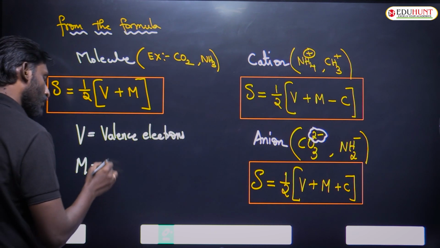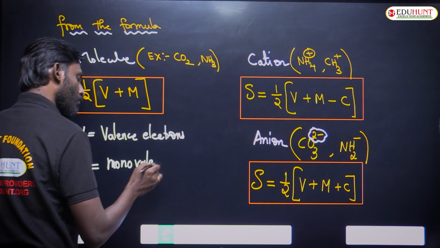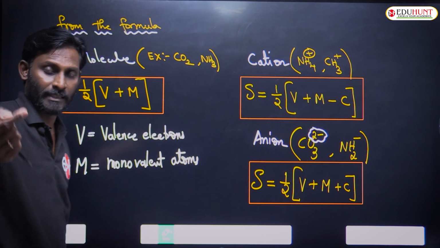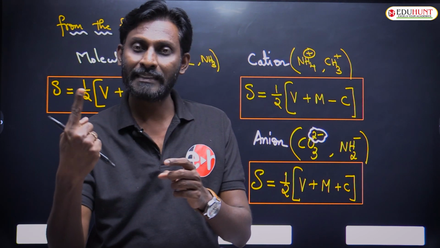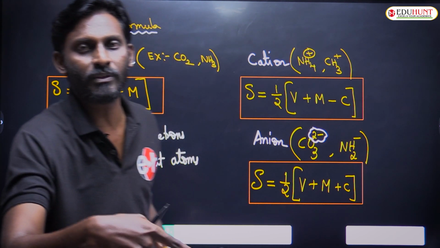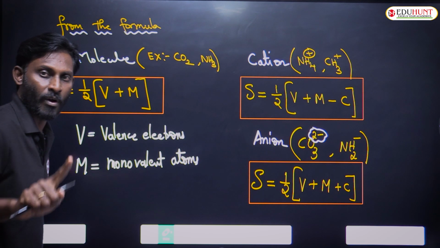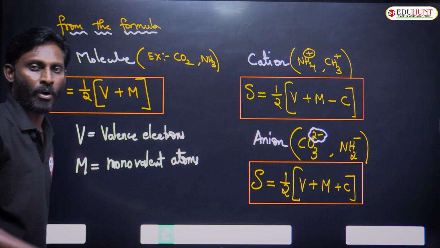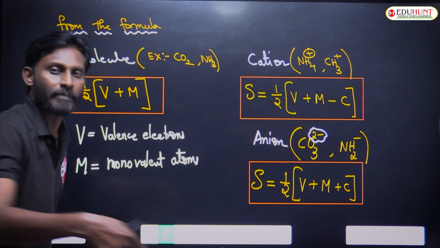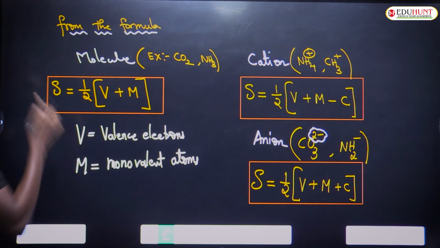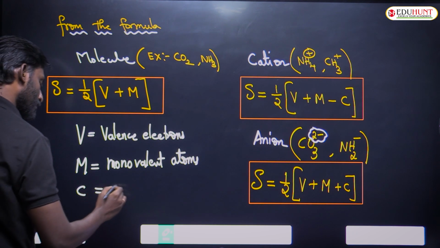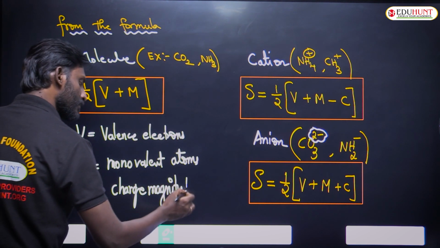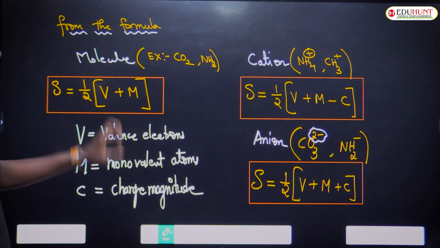What do I mean by M? M is equal to monovalent atoms. Sir, what do I mean by monovalent atoms? The atoms or groups which can be bonded with a single bond to the central atom. Like chlorine, chlorine is bonded to the central atom with a single bond. Like hydrogen, hydrogen is bonded to the central atom with a single bond. So all those atoms or groups which are bonded to the central atom through a single bond can be monovalent. Okay, and that C is nothing but charge magnitude. So do remember these formulas.